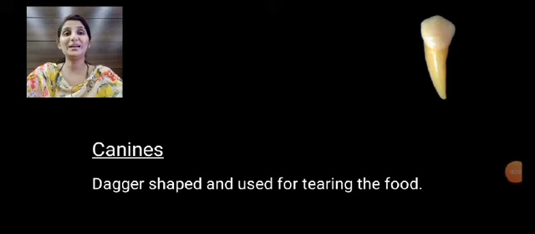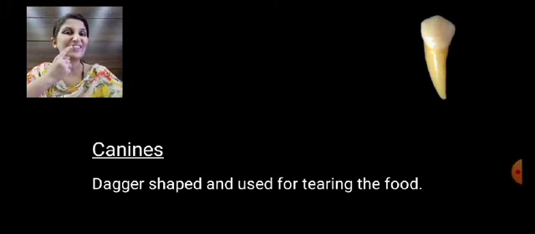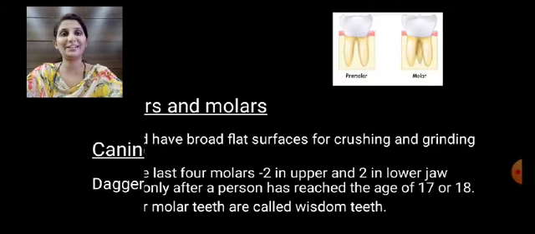Next, we will learn about the dagger-shaped canines. The dagger-shaped canine is used for tearing the food. Here we can see the picture of a canine which has a sharp cutting edge. Dagger means a knife-like tool which has a sharp cutting edge and is used for tearing the food. The side ones, these are the canines in our buccal cavity.